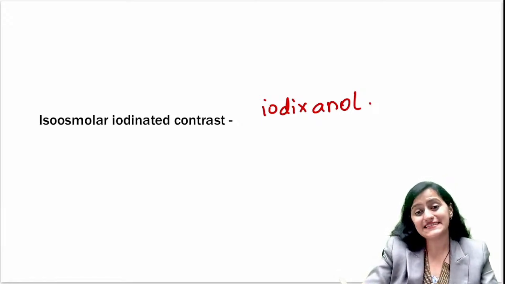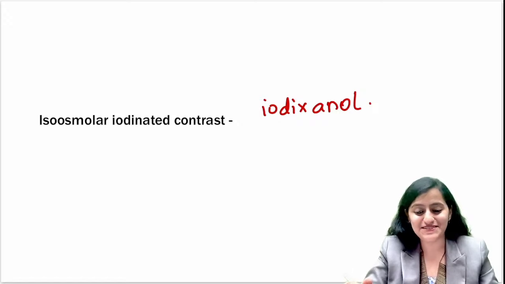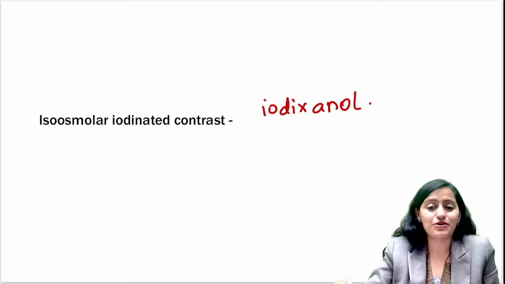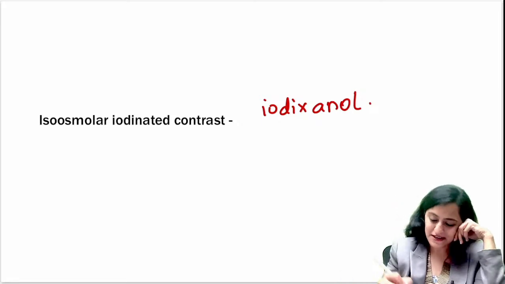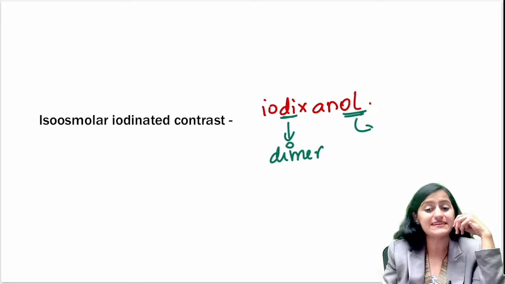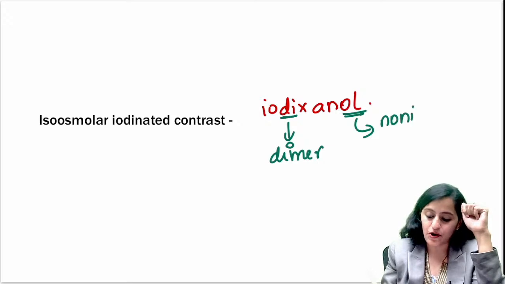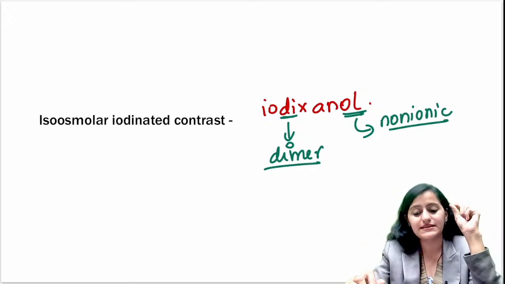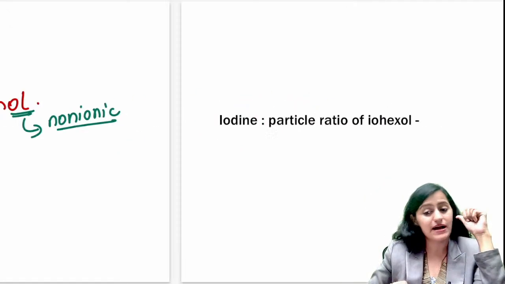the easy tricks, which is ionic, which is non-ionic, monomer and dimer. Can you tell me? Very good, Sharath. So what kind of contrast is it? Iodixanol, ionic, non-ionic, monomer, dimer. Correct. Iodixanol has di in its spelling. It is a dimer. It has OL in its spelling. OL wale contrast media are non-ionic. Okay, it's a non-ionic dimer. This is basically your iodixanol.